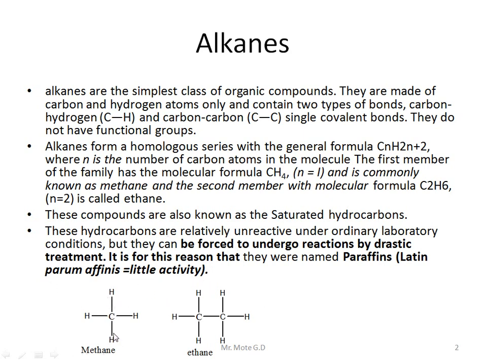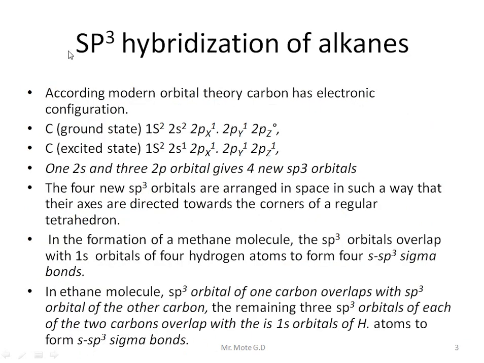We'll have one example, methane. Methane has 4 hydrogen atoms and a carbon atom in the middle, and ethane has 2 carbon atoms and 6 hydrogen atoms. So this is the alkane, and now the sp3 hybridization of alkane. Initially we will write the electronic configuration of carbon atom. In the ground state, carbon has 6 electrons. We'll write 1s2 2s2 2p2, and we will write the electrons in x, y, z.